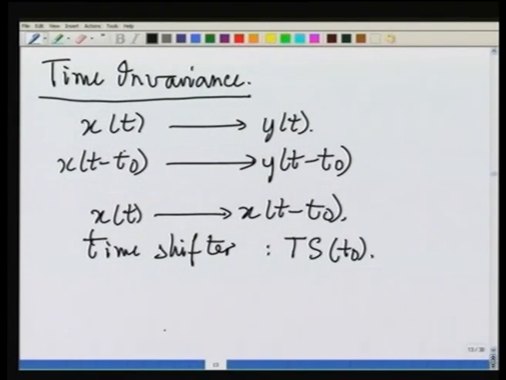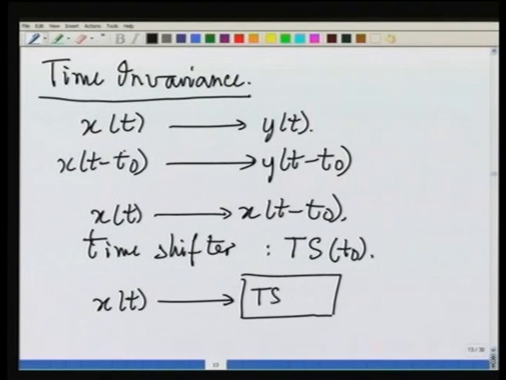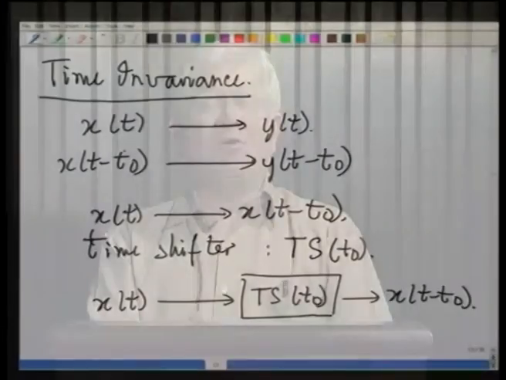So, I could alternately write this expression as x(t) applied to Ts, time shift of t0, gives x(t - t0). So, I have made a system out of it, just like in my discussion of linearity, I made a system out of it when I said that a linear operation, be it scaling, be it superposition, will be treated also as a system, put it in a box.